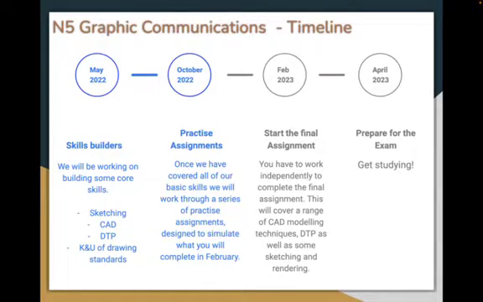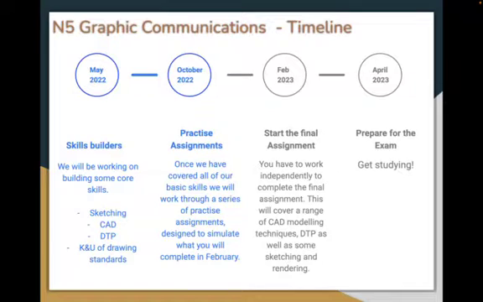And then as you see, February, they have the start of the final assignment. Again, by that point, they're working completely independently. So they really do need to have a good grasp on some of the commands that they're using, as well as how they can plan and effectively use their time in the assignment.